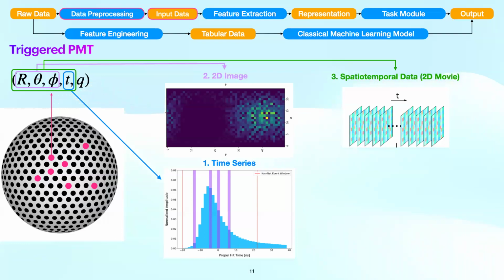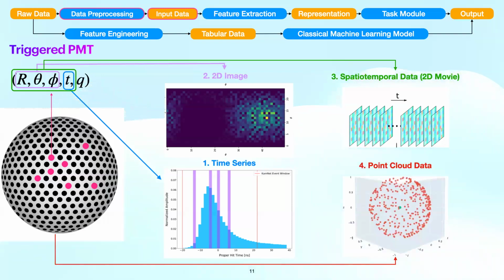And lastly, I can say, I don't want to do anything with my data. I just want to pull out these points, r, theta, phi, t, q for the first PMT, the second PMT, the third PMT, and I want to just plot them in my space. This is what we call point cloud data, and this data type is very different from the 3 different data types that we discussed.